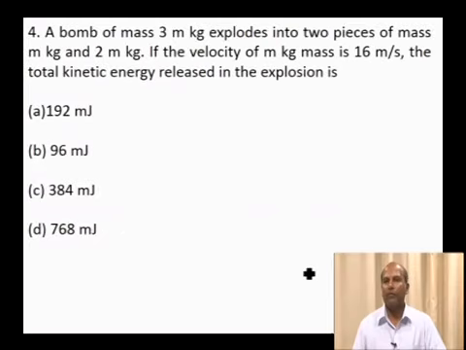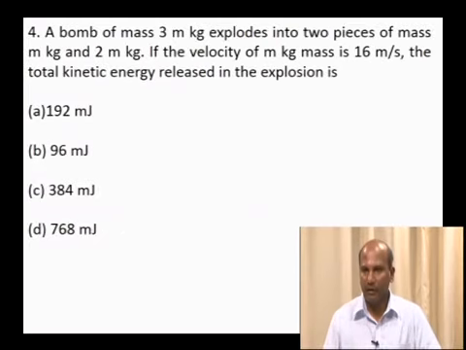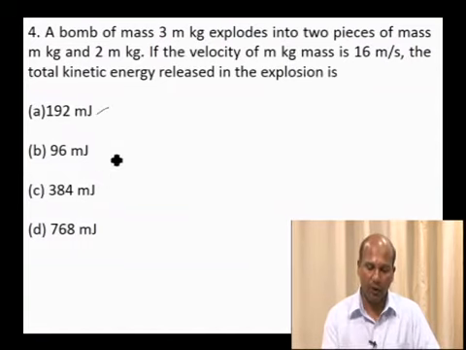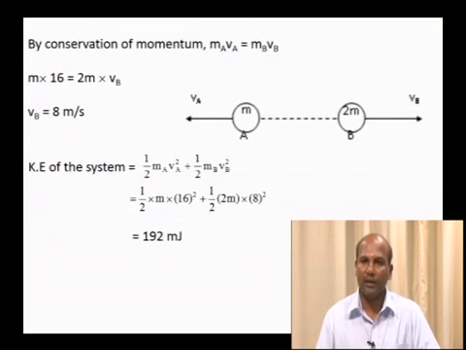A bomb of mass 3m kg explodes into two pieces of masses m kg and 2m kg. The velocity of the m kg mass is 16 meter per second. The total kinetic energy released in the explosion is? We shall see, out of these 4 options, using once again the law of conservation of momentum, initial momentum is equal to final momentum. So m into 16 is 2m into Vb. Vb is 8 meter per second.